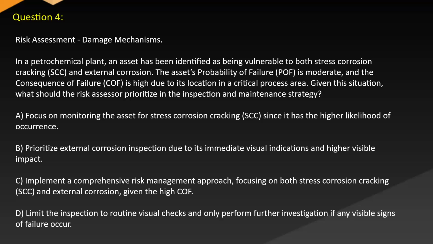Given this situation, what should the risk assessor prioritize in the inspection and maintenance strategy? A. Focus on monitoring the asset for stress corrosion cracking, SCC, since it has the higher likelihood of occurrence. B. Prioritize external corrosion inspection due to its immediate visual indications and higher visible impact. C. Implement a comprehensive risk management approach focusing on both stress corrosion cracking, SCC, and external corrosion, given the high COF. D. Limit the inspection to routine visual checks and only perform further investigation if any visible signs of failure occur.